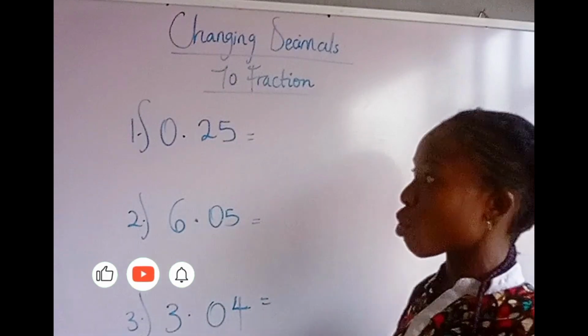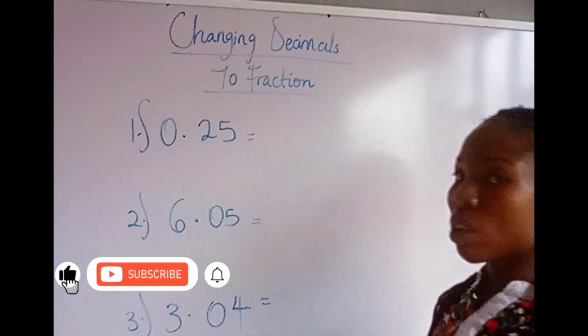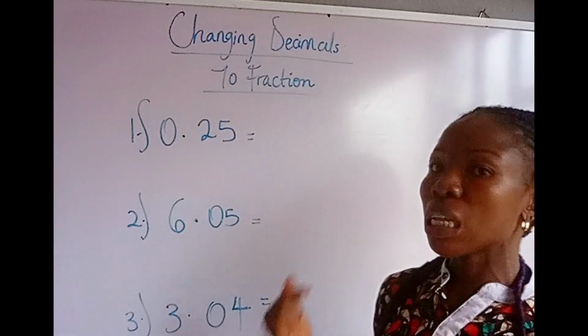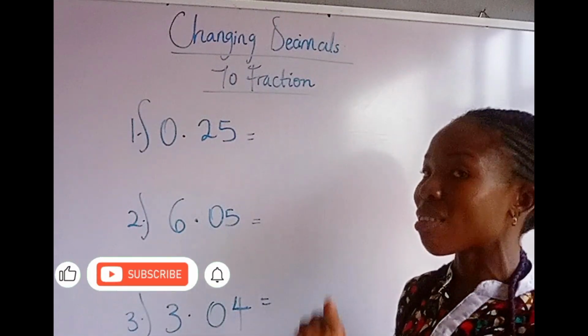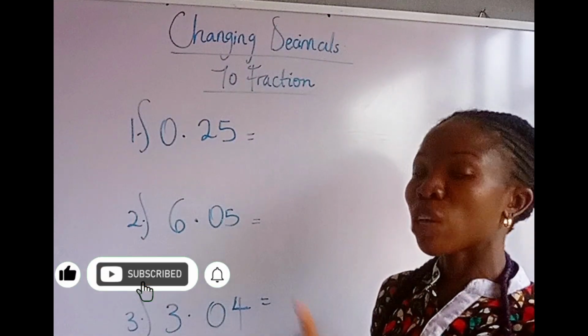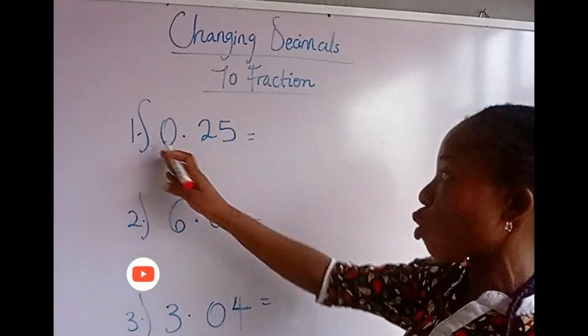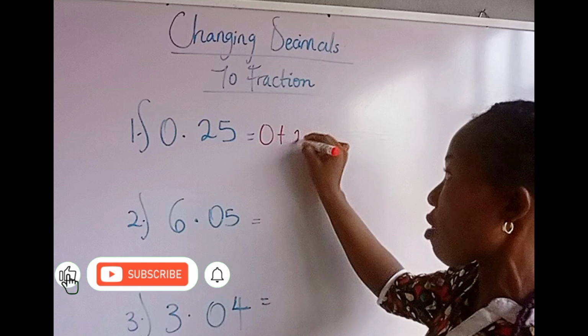Let's change decimal to fraction. This has to be with a decimal fraction that has two decimal places. So any decimal fraction with two decimal places is divided by 100. 100 has two zeros, so it will be divided by 100. So first of all, separate your whole number from your decimal fraction.